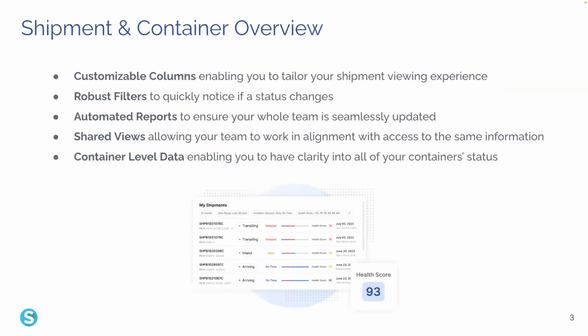Okay, so some of the few main points that we're going to highlight for your shipment and container overview here are your customizable columns and robust filters. So these tools really enable you to tailor your shipment viewing experience. We'll show you how you can create automated reports, ensuring that your whole team is seamlessly updated. We'll walk through your shared views, how they allow your whole team to really work in alignment with access to the same information. And then we'll talk about your container level data, which enables you to have clarity into your various containers' statuses.